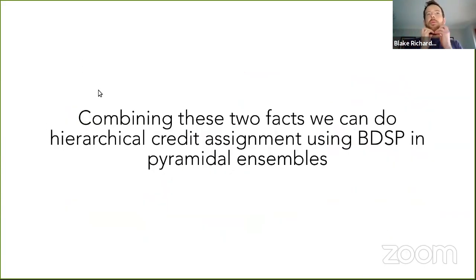Now, what we then find is that if we combine these two facts, we can actually do hierarchical credit assignment using our burst-dependent synaptic plasticity rule in ensembles of pyramidal neurons. And by credit assignment, I mean basically providing a signal to all the neurons about how they should change in order to improve on some task. In other words, a hook on the gradient.